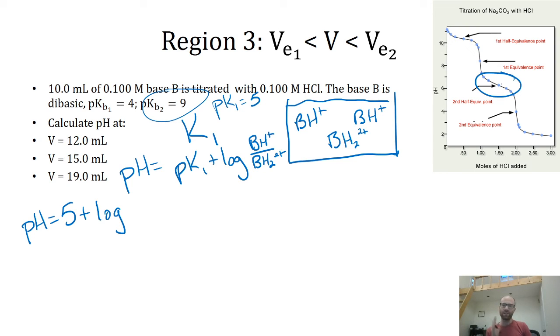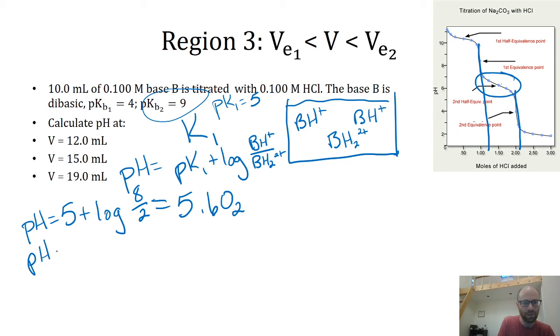The hardest part about moving into the second equivalent is that you have to treat the first equivalent in terms of volume like it never happened. I don't want you to use 12 over 20 or 12 over 8. Basically, the first 10 milliliters created all of the BH plus, and then the next 2 milliliters created some BH2 2 plus. So it's really like saying I added 2 milliliters to the BH plus solution. So in this case, I would be writing 8 over 2. You treat the other equivalent like it doesn't exist. It's almost like you hit a reset button, like start again, do a new titration, because that's how the math ends up working out. And what you should get here is 5.602.